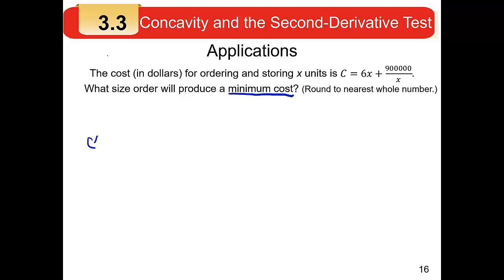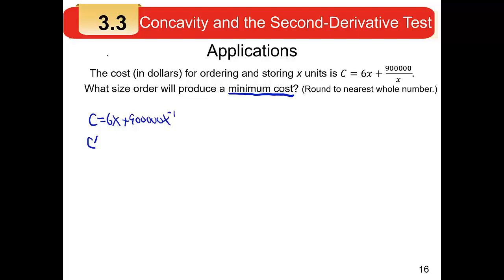First of all, when it says minimum, you know you're going to be taking the derivative. It says minimum cost, so we'll be taking the derivative of the cost function. Now the cost function has a fraction in it where the denominator is X. I would highly recommend rewriting that to make it a negative exponent. So instead of leaving it and using the quotient rule, you'll end up using the power rule, which is much easier.